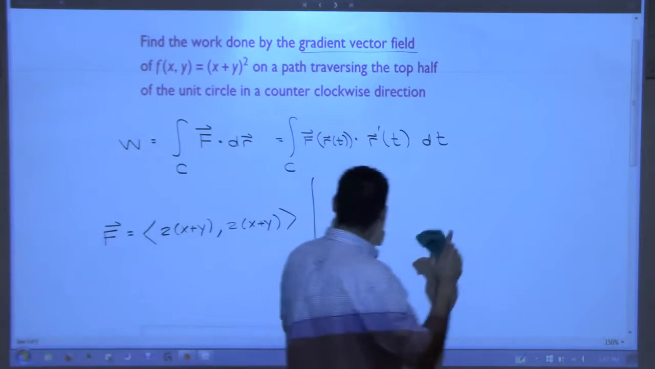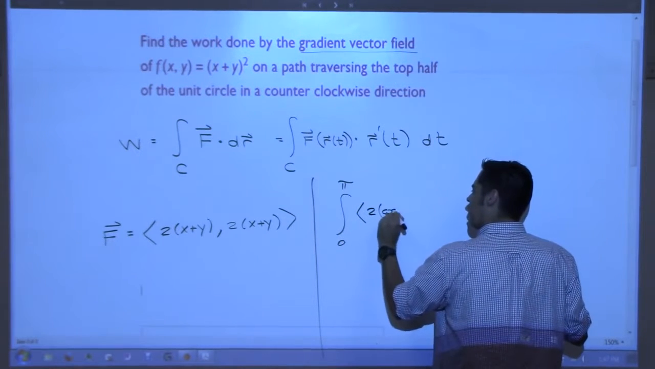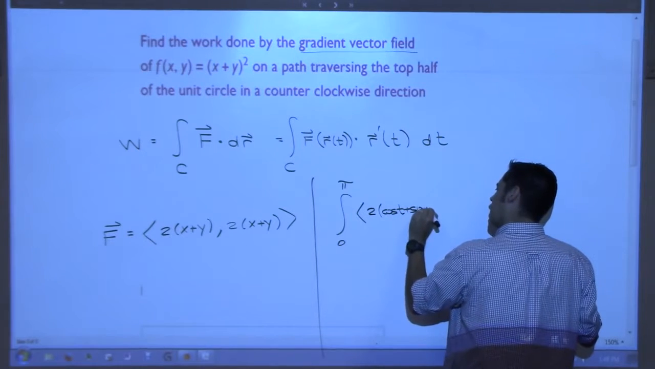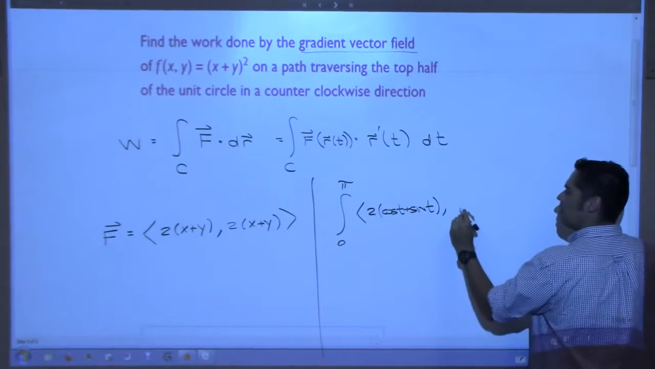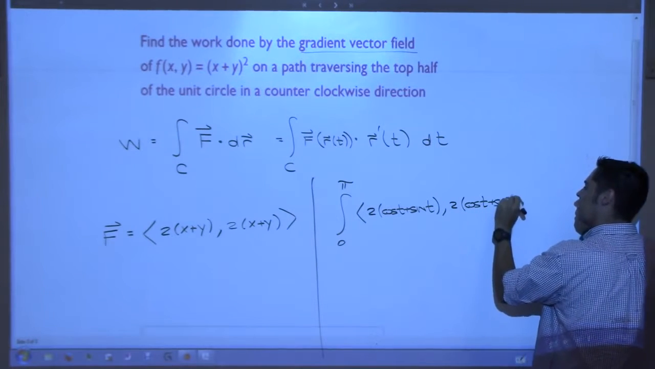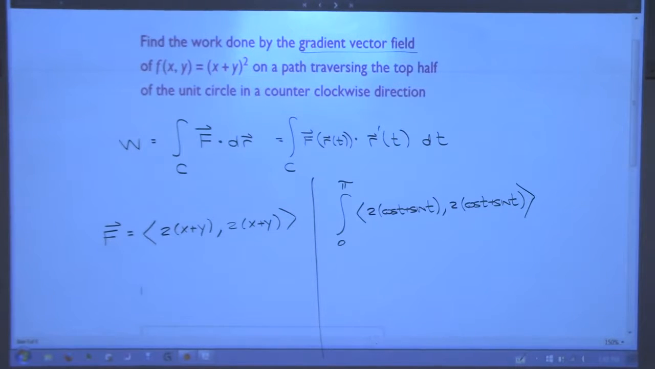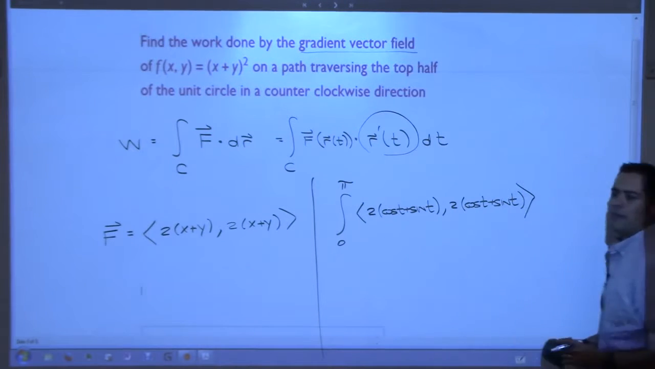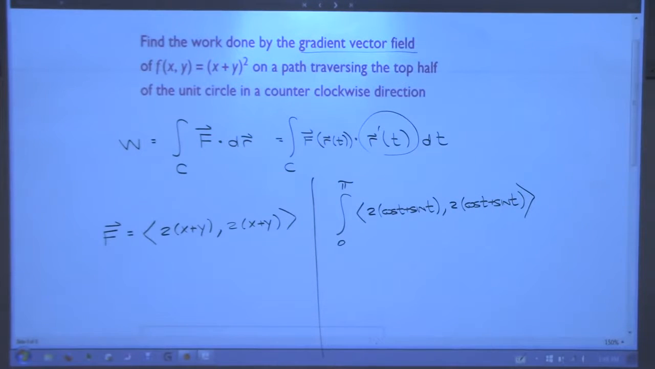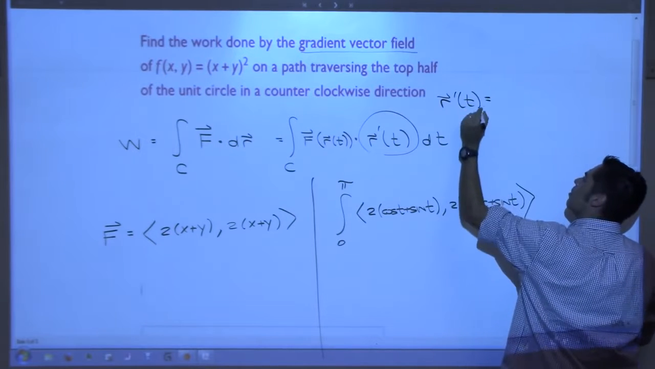So this is going to become the vector 2 cosine t plus sine t. Then same thing, right? 2 cosine t plus sine t. That's the first vector. I'm dotting that with the derivative of my curve. Now, the derivative of the curve, I hadn't written that down, but I'll do it right here.